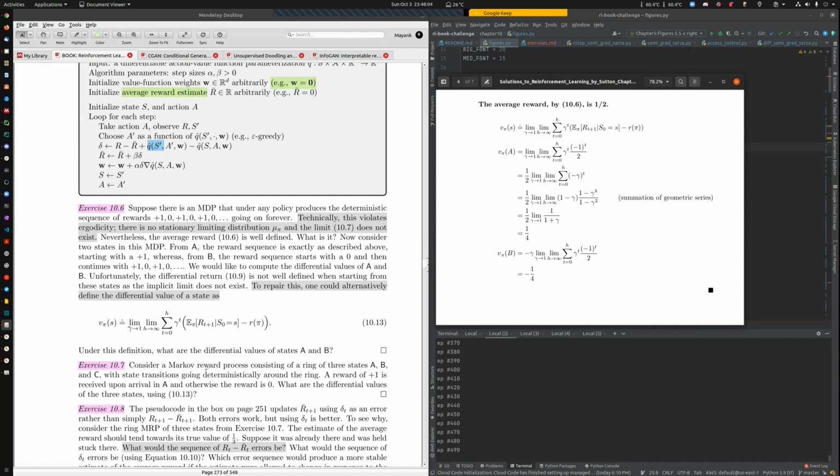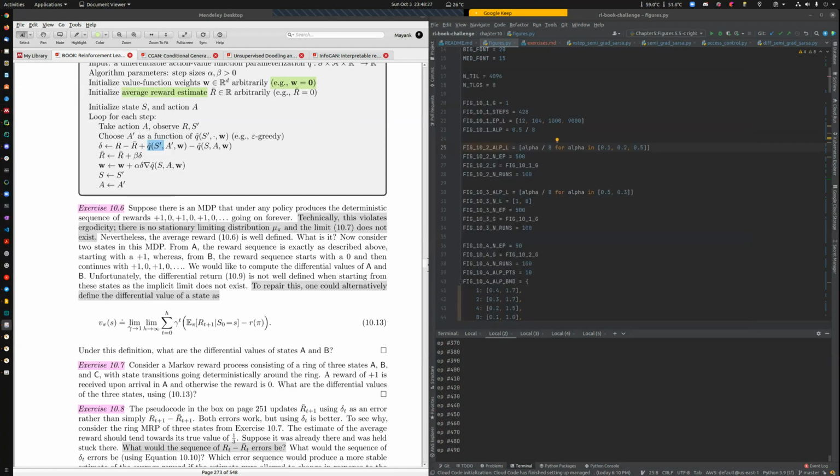Okay, so the next exercise: we have a different Markov reward process in this case. We have three states, and we have a positive one reward when we arrive at state A, and the rewards are zero for arrival at the other two states. Transitions are deterministic; we circle through these three states. Again, we need to compute the differential values for these three states.